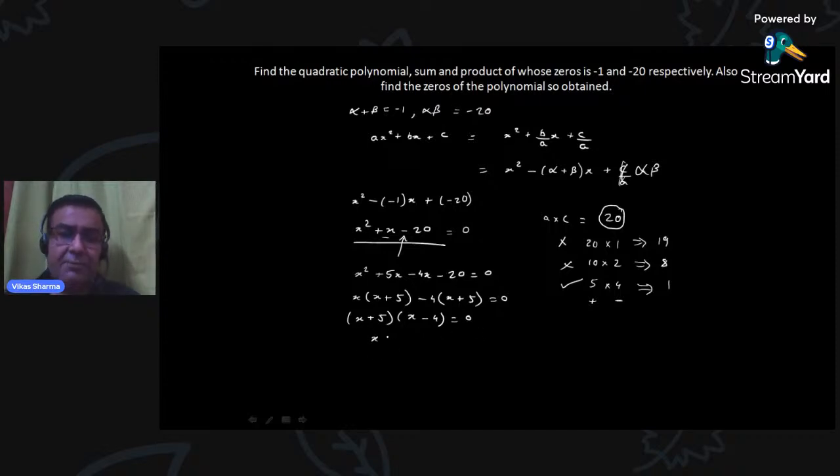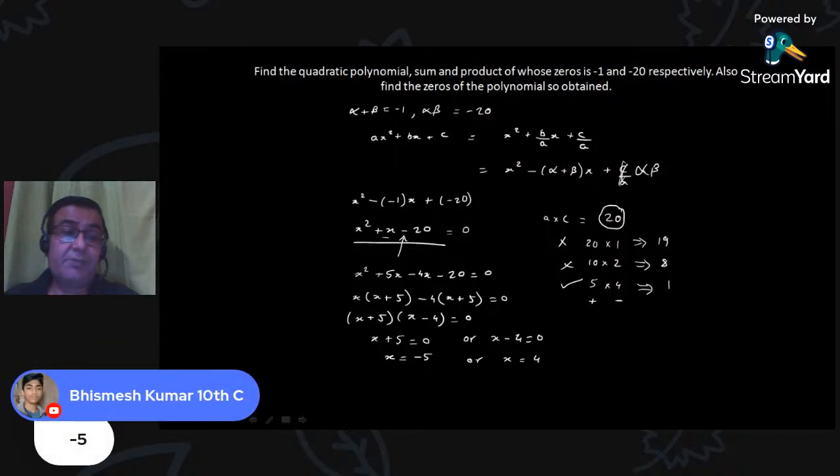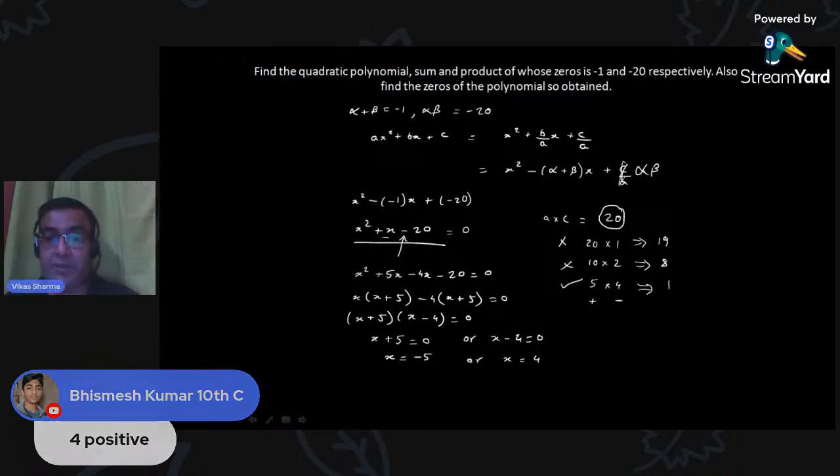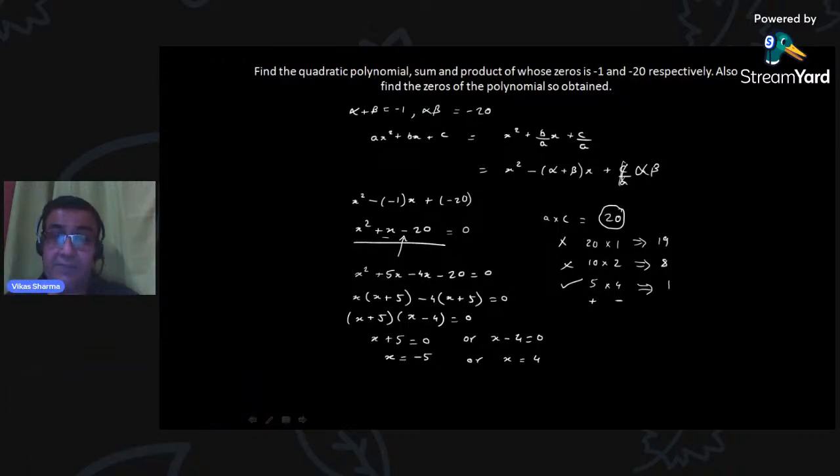So let's equate both to 0. So x plus 5 is equal to 0, or x minus 4 is equal to 0. So we take 5 to the other side, we get x is equal to -5 or x is equal to 4. And that is indeed the correct answer. Bhishmesh, like he said, -5 and 4 positive. So both of them are correct. Very good, Bhishmesh. And let's move to the next question.